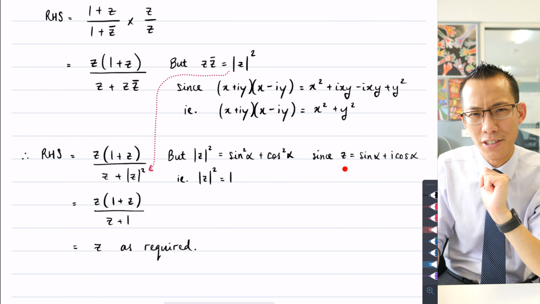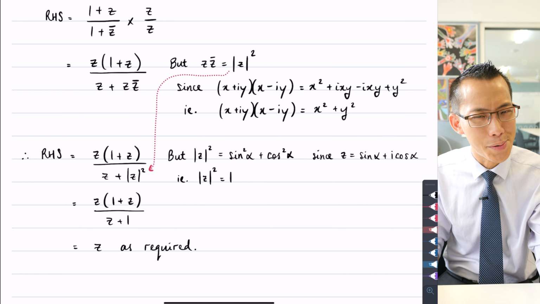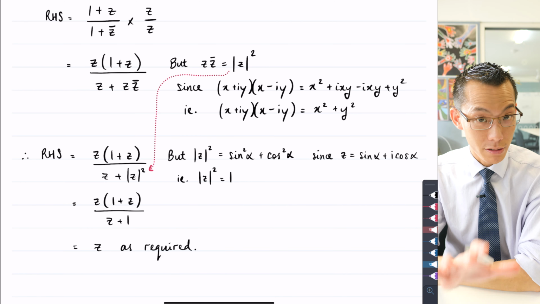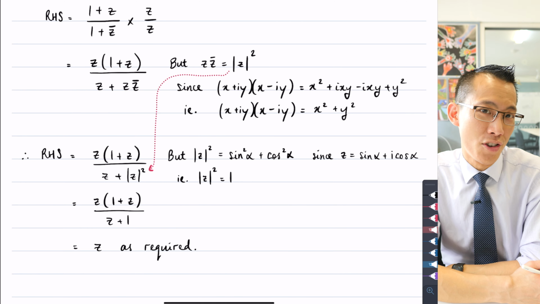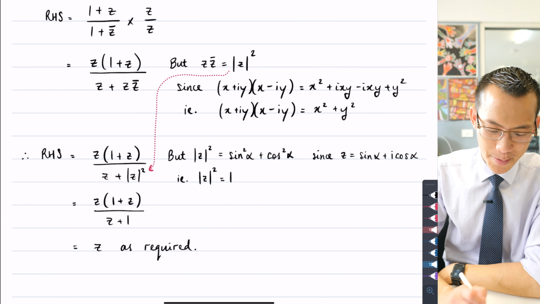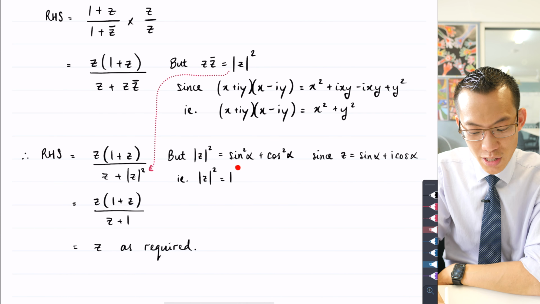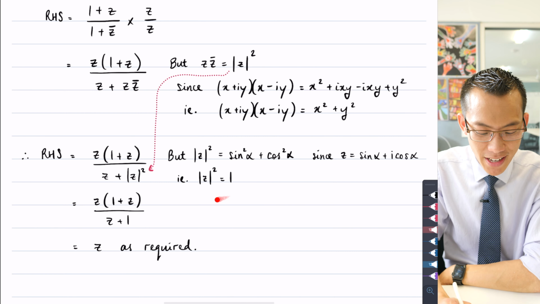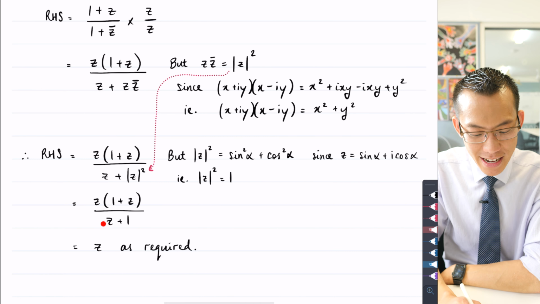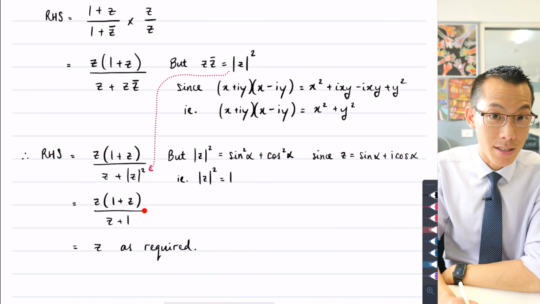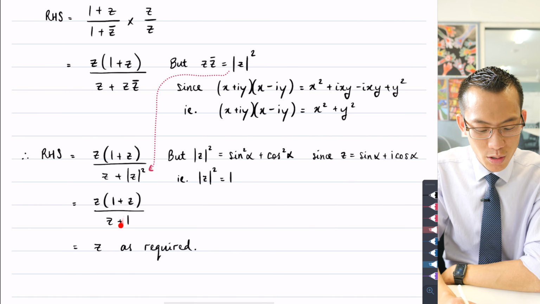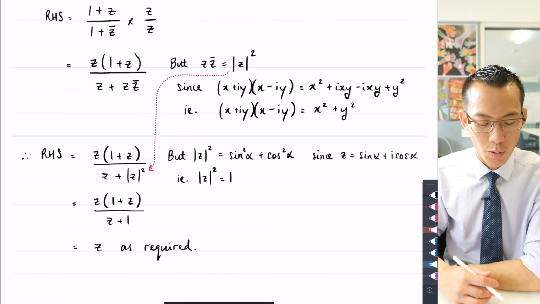That might have weirded you out a little bit because the sine and the cos are reversed from what you would normally expect, but this is still, importantly, a number on the unit circle. It's just not where you would normally expect it to be. So when you find its modulus, sine squared plus cos squared, that's 1. So this is nice because on the denominator you get z plus 1. This 1 plus z is the same as z plus 1. So those two cancel. That gives you z as required.